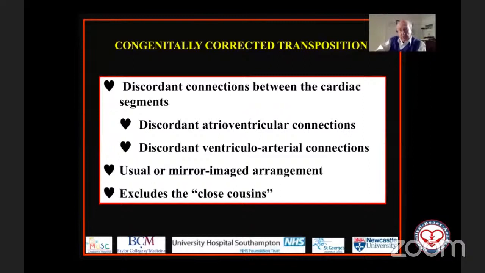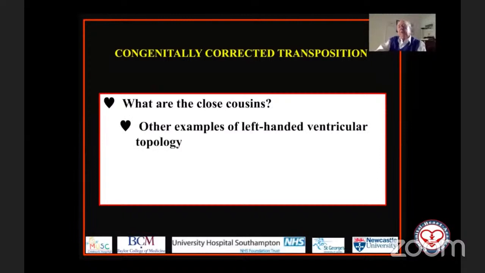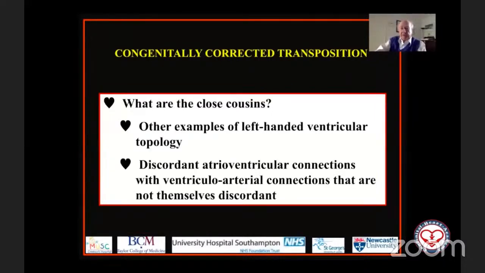And so that excludes what we're going to call the close cousins, and we'll introduce these close cousins to you at the end of our presentation. But to set the scene, we're going to be looking at other examples of left-handed ventricular topology that don't fulfill the definition of congenitally corrected transposition. And we're also going to look at examples of hearts with discordant atrioventricular connections, but which have other ventricular arterial connections than the discordant ones. And this means, of course, that in that setting, strictly, there is no transposition. So again, a close cousin.